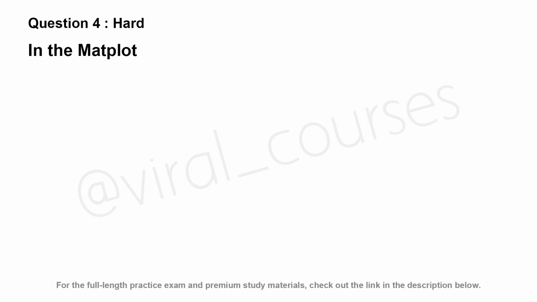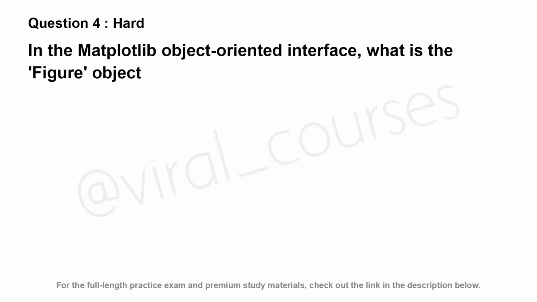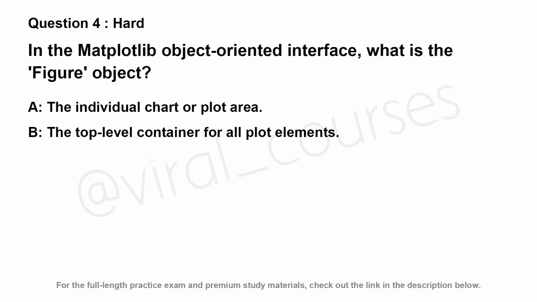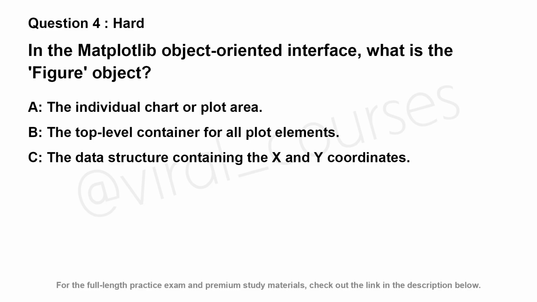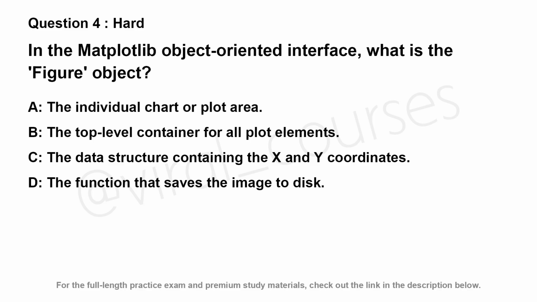In the Matplotlib object-oriented interface, what is the figure object? Option A, the individual chart or plot area. Option B, the top-level container for all plot elements. Option C, the data structure containing the X and Y coordinates. Option D, the function that saves the image to disk.